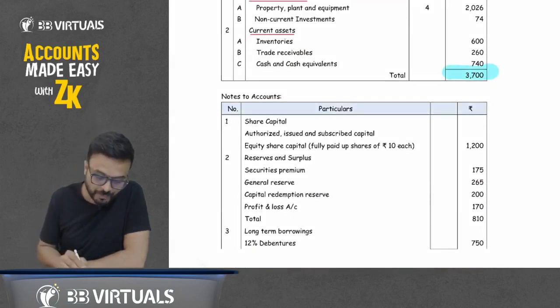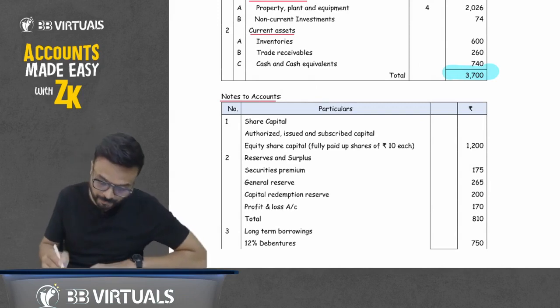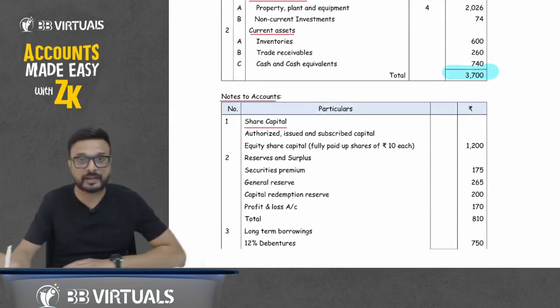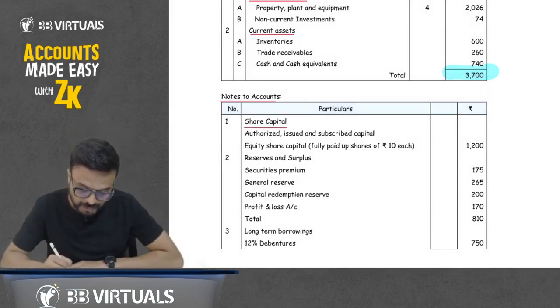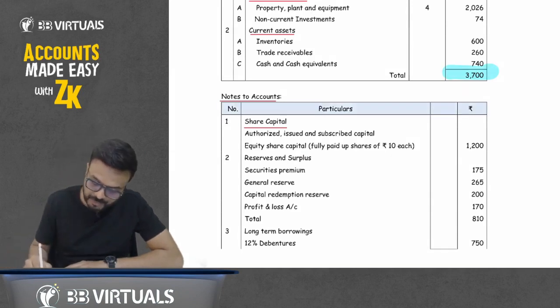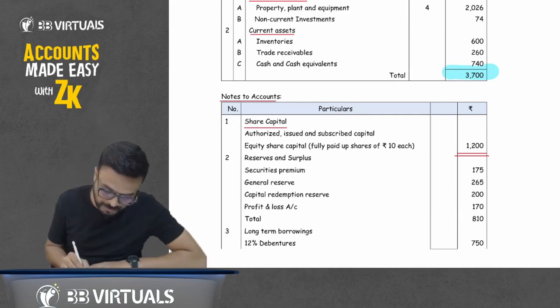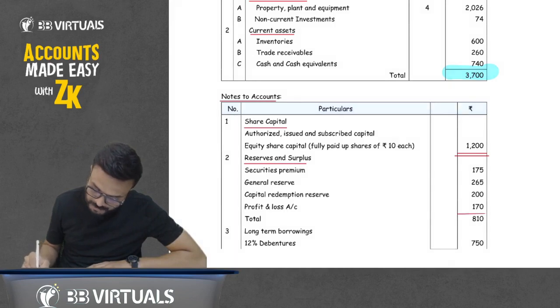So you can see here the notes to account. Now, share capital: authorized, issued and subscribed capital, equity share capital, fully paid up shares of rupees 10 is 1200. So they have given us the information of this 1200, that there are equity shares of rupees 10 each. Now they have given the information of this total 810.